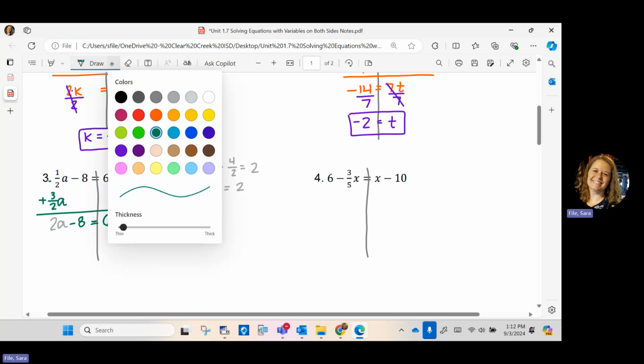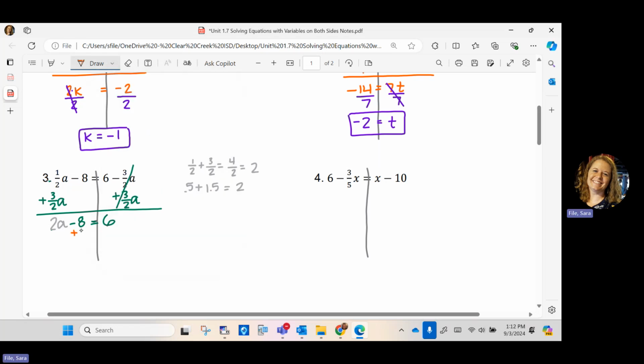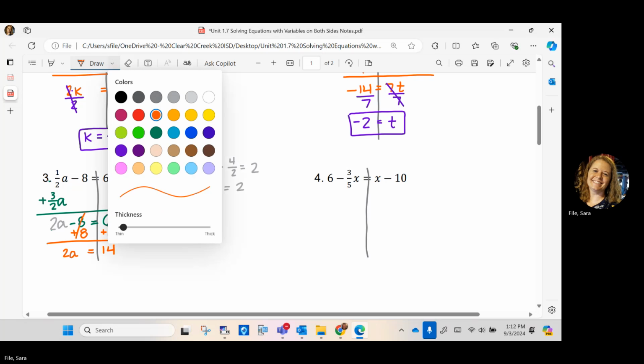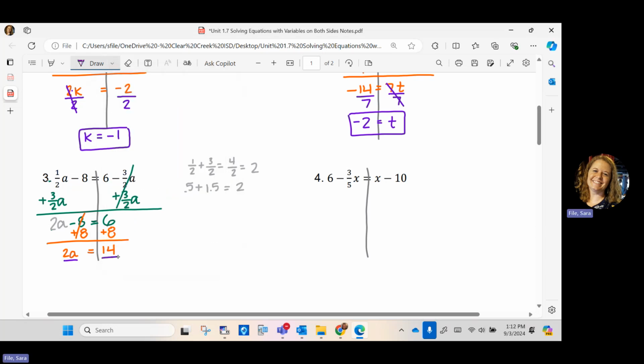So now I'm going to get the constant moved to the other side by opposite operation. So the opposite of -8 is to add 8. And I'm left with 2A equals 14. Good. I divide out that coefficient, which leaves me with A equals 7. Okay, so the same steps as 1 and 2, but we had to deal with fractions or decimals there when combining our variables.